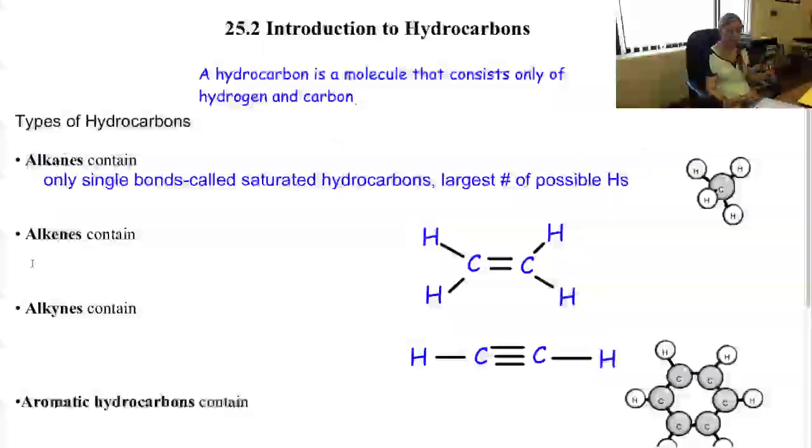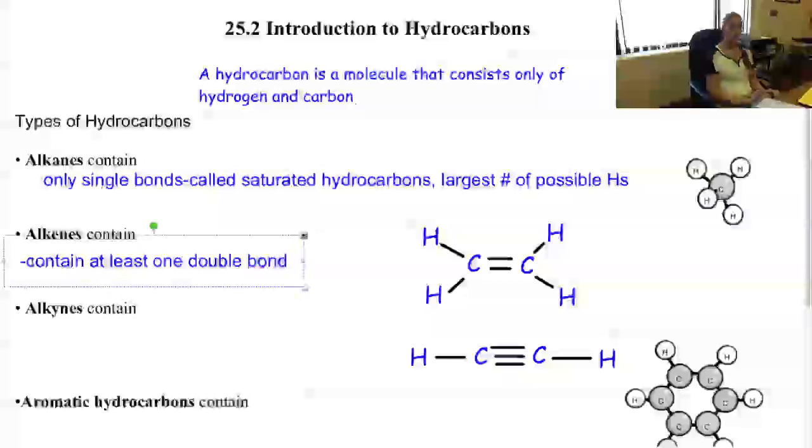Okay, alkenes, on the other hand, are hydrocarbons that contain at least one double bond, and that will be this guy right here to the right. We have at least one double bond between our carbons. Hydrogen will never have a double bond. Hydrogen only ever forms one bond.